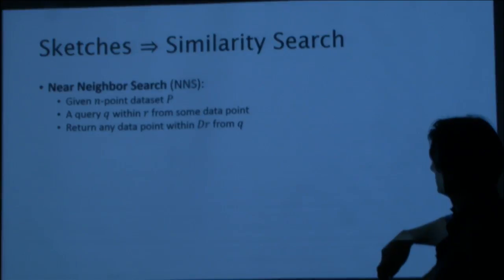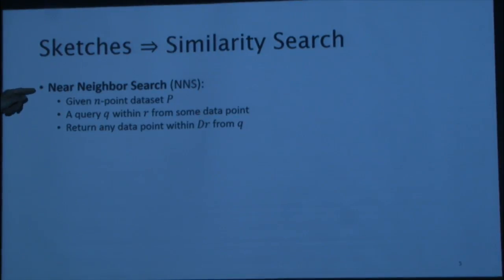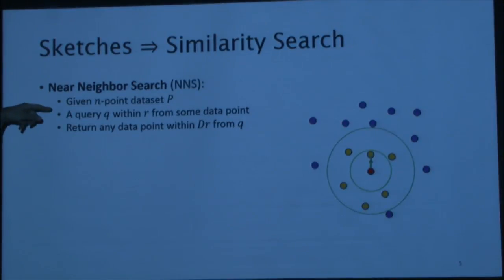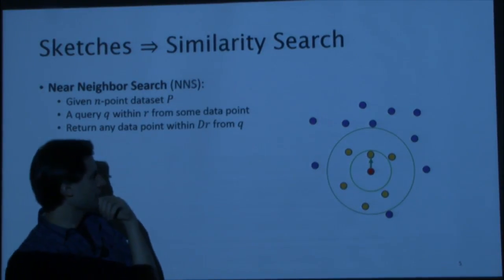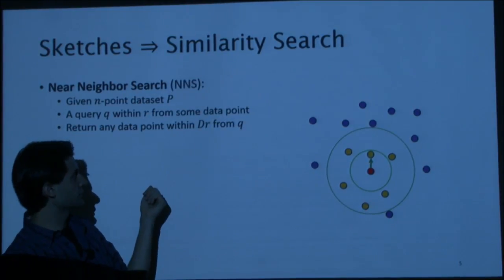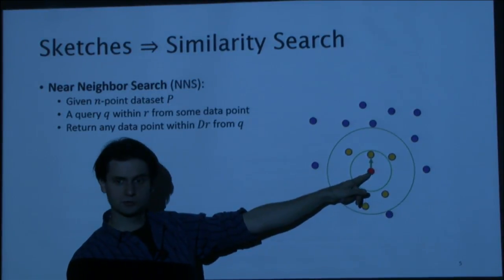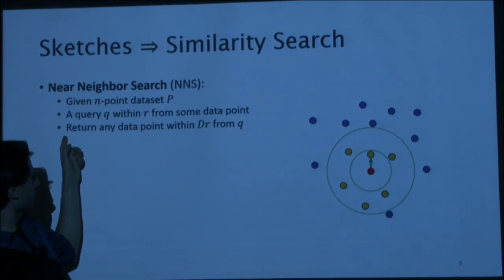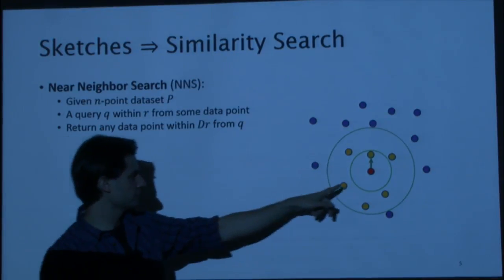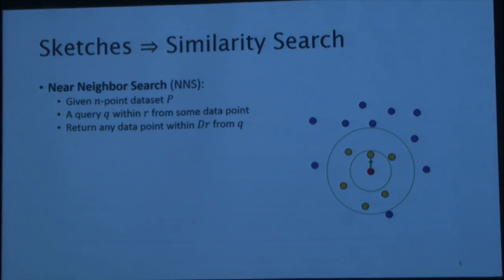So this is a relatively simple theorem. Let me restate formally what similarity search is. Formally, it's called the approximate near neighbor search problem. We're given an n-point data set P, which is all the points except the red one. So we preprocess that point set. Let's say it has n points. We are given a query point Q, this red point, which is guaranteed to be within distance R. We are required to return any data point within distance cR from Q. So maybe instead of returning exactly this point, we can return any of the yellow points. Okay, so this is the problem.